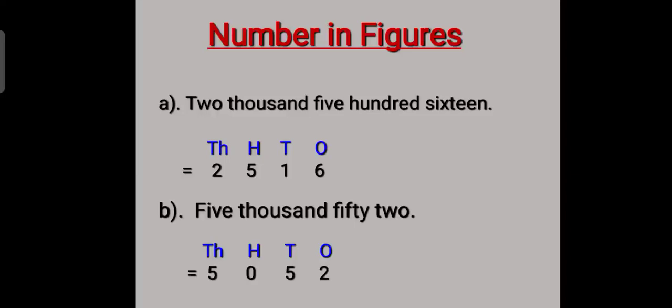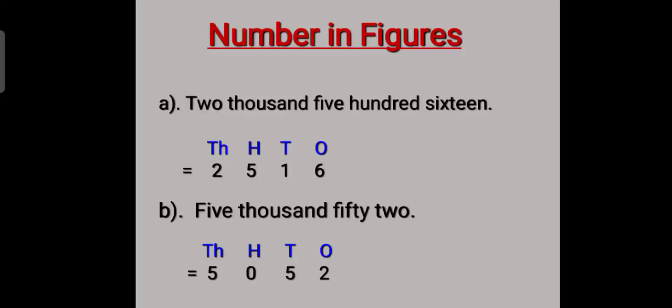Next, number in figure. How will you write a number in figure? Let's understand with examples. First is 2560. Firstly, we write the place values, starting from the right. So write ones, tens, hundreds and thousands. How many thousands are given? 2. So in place of thousands, we will write 2. And how many hundreds are given? 5. So in place of hundreds, we will write 5. And in tens and ones places, we will write 1 and 6. Thus, the number in figure is 2516.